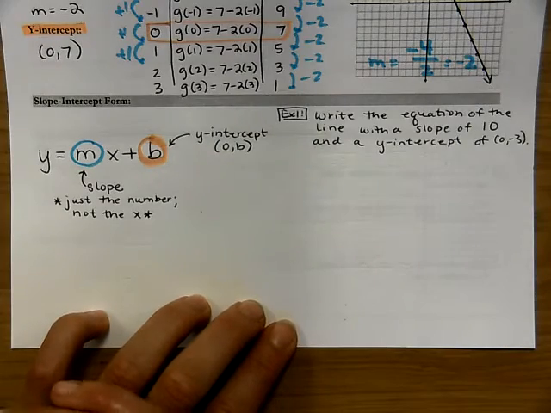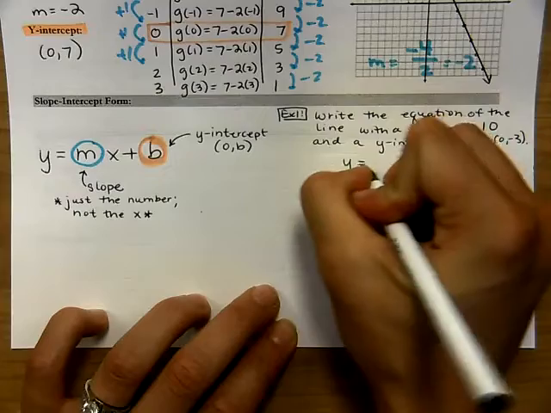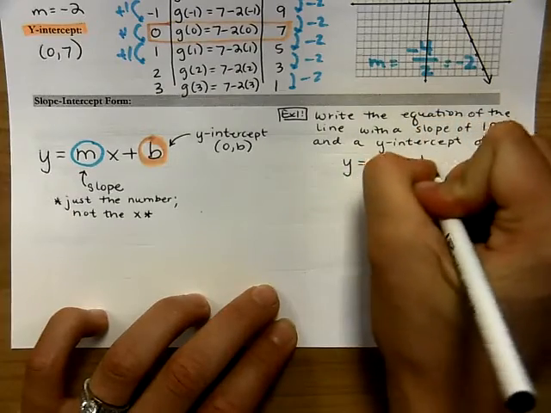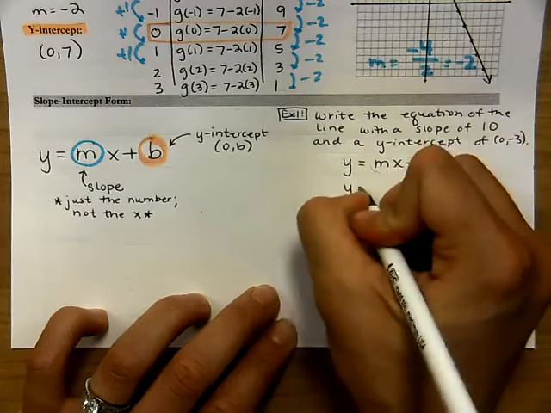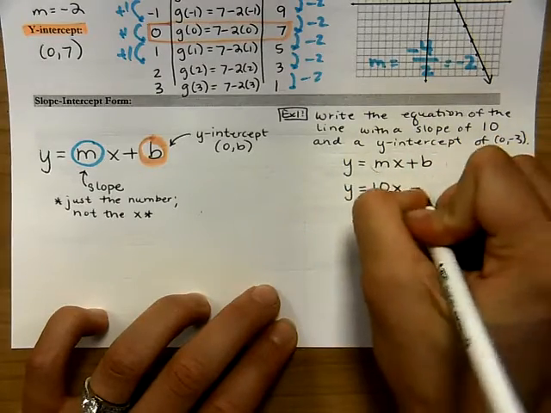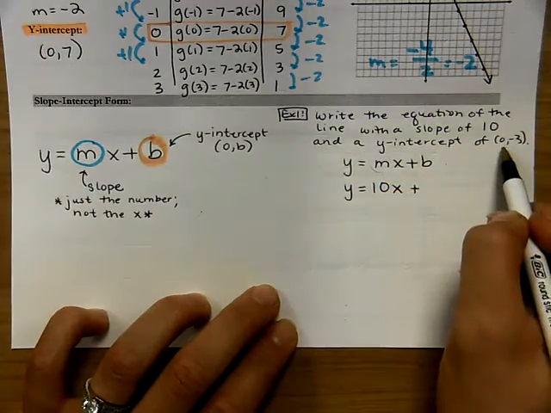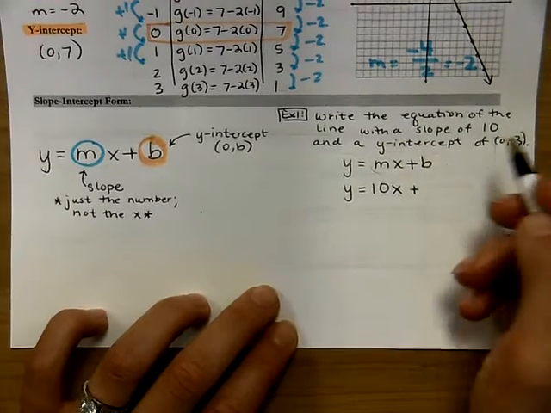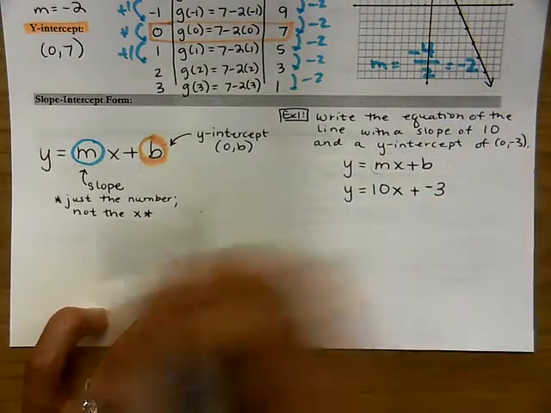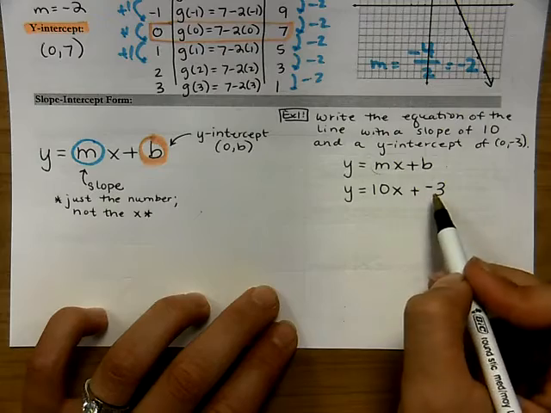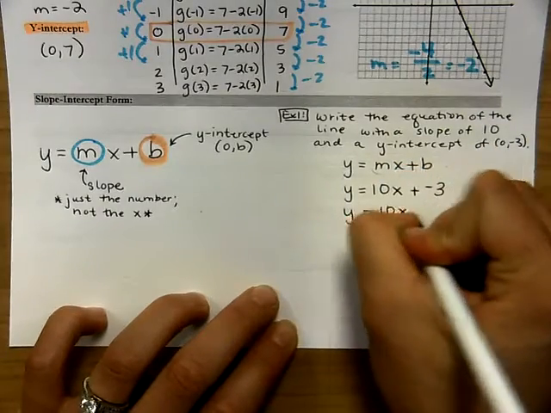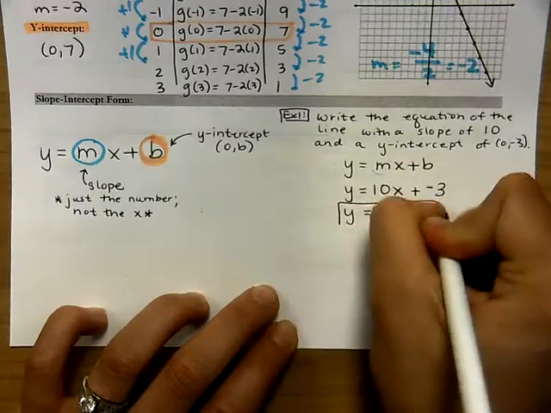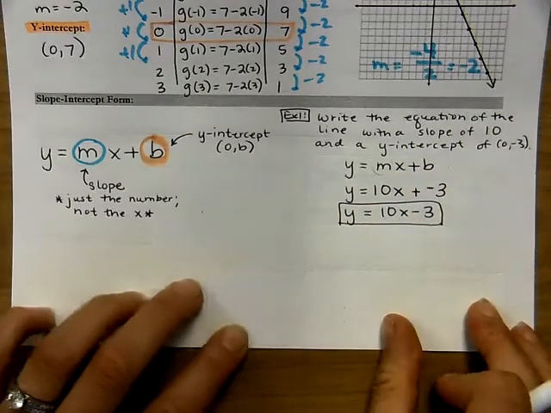Now that you've tried this one on your own, let's talk through this. Well, we have y equals mx plus b. Our slope is 10, so that's going to be this guy. So y equals 10x plus our y-intercept is (0, -3), which means b is negative 3. We're not going to write it like this, though. When we add a negative, that is the same as just saying 10x minus 3. So this is how I want your final answer.